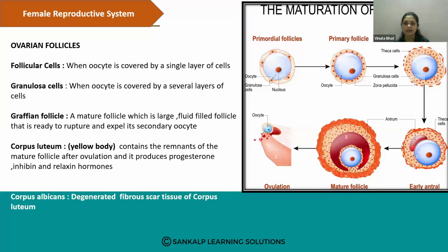Here the oocyte is covered by follicle cells, right? So after the maturation of the Graafian follicle, the rupture of the Graafian follicle and the release of the ovum take place. This is how the oocyte is released and develops. And when the Graafian follicle ruptures, the ovum is released. The ovum is released, right? The remainder of that Graafian follicle is called the corpus luteum. So that is nothing but the corpus luteum.